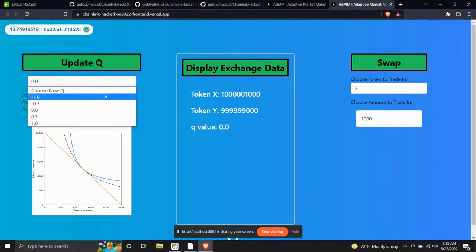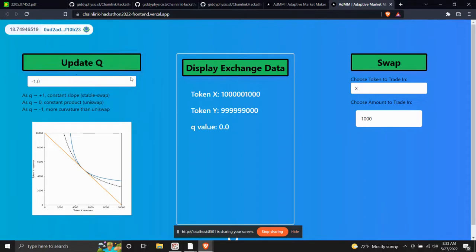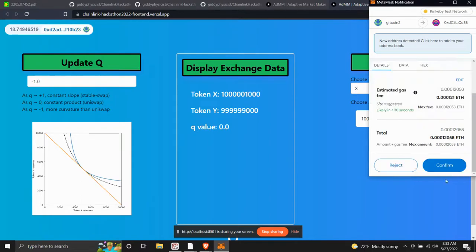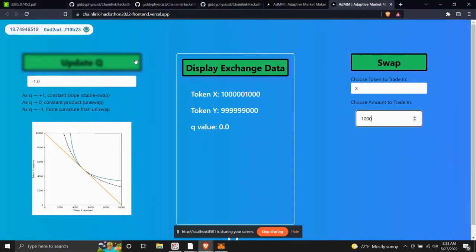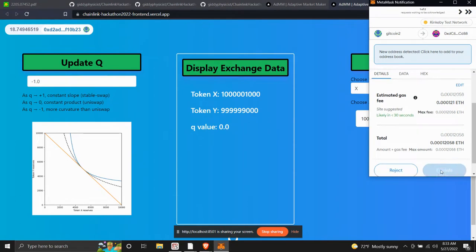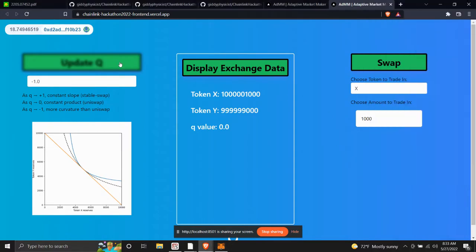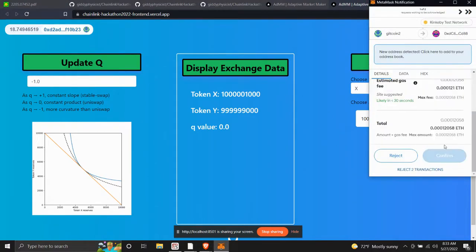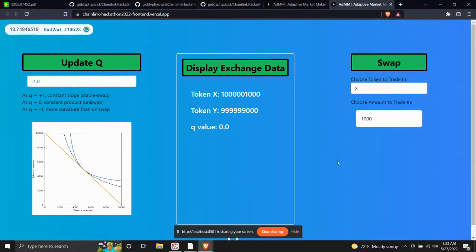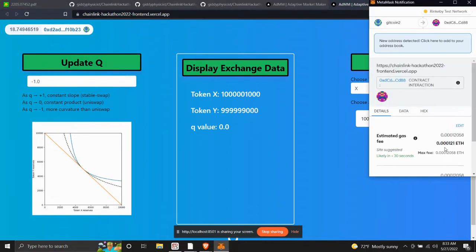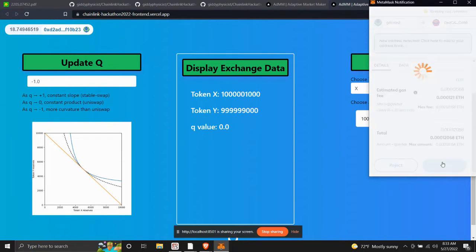Now if we go to something that has a lot more curvature, I'm going to go ahead and update that Q value. Oops, I actually did 2 of those. All right, let me hit update Q just to do 1. Sorry, guys. All right, confirm that.